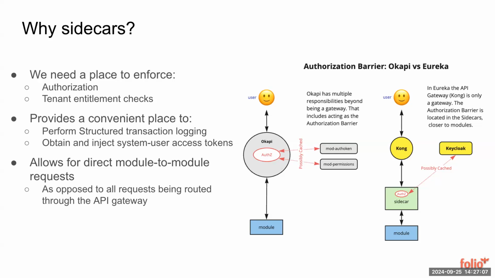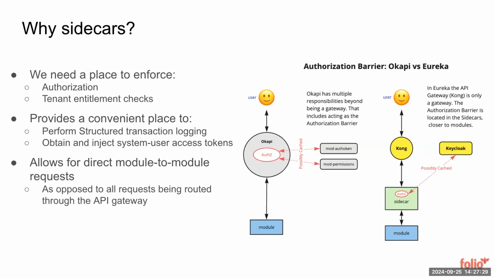But where we split up the responsibilities in Eureka to Kong as an API gateway and Keycloak as identity and access management, we need a place, some hook, some place to do this authorization. And so that's why we introduced a sidecar, also to perform tenant entitlement checks. Is this application enabled for the tenant, essentially, right?